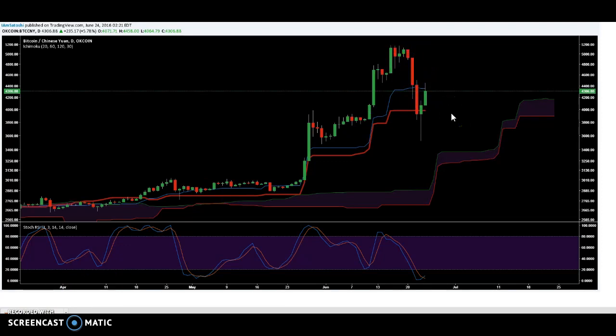So those are the cloud strategies I use on every market, every time frame in my day-to-day, coupled with oscillators of various degree and some candle patterns and chart patterns.